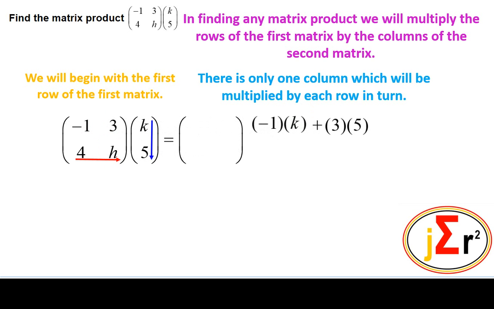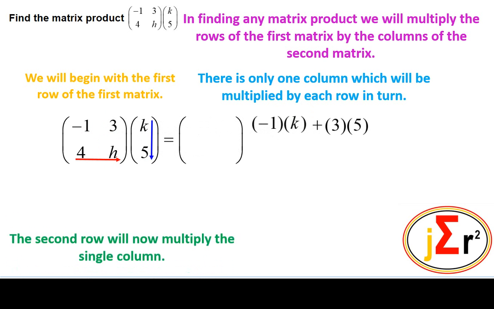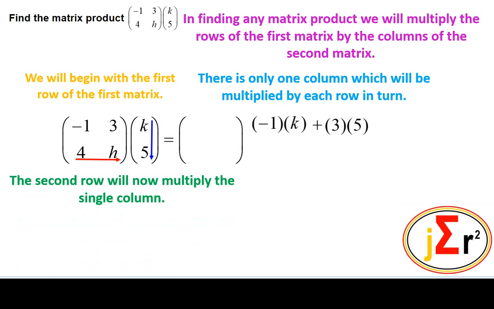So we'll move merrily to the second row. The second row will now multiply the single column. There's only one column. We're going to move to the second row that will multiply the single column. And it is row by column as usual. The first in the row will go with the first in the column. The second in the row will go with the second in the column. So 4 will go with k, and that will be added to h with 5, which is going to be h times 5, and we know that to be 5h.